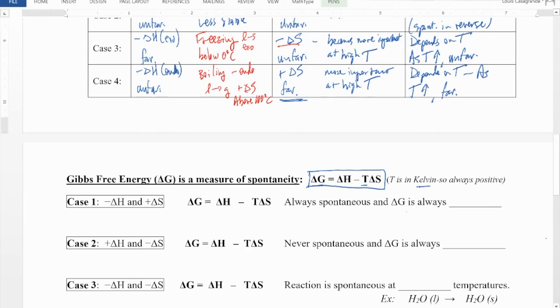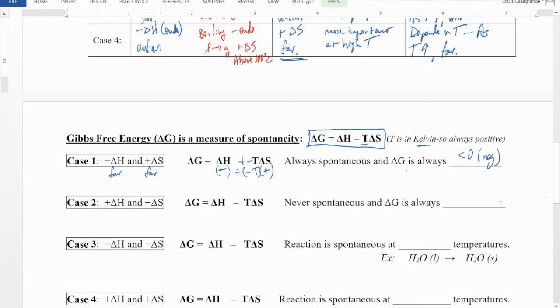So in case one before, we saw that both of these were favorable: delta H favorable, delta S favorable. So delta H was negative, delta S was positive. But what happens when you take a negative, minus a T, and you multiply it by a positive? Well, you get something that's always negative. A negative plus a negative, right? So let's make that a plus and a negative. A negative plus a negative is always going to be spontaneous, and delta G is always going to be less than 0, negative.